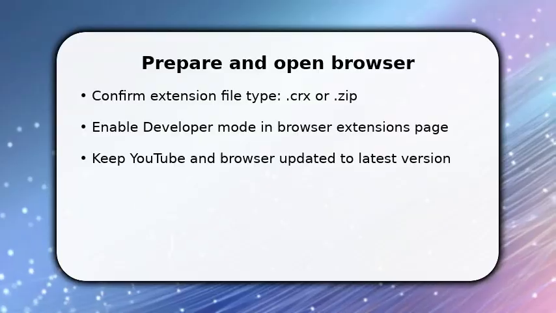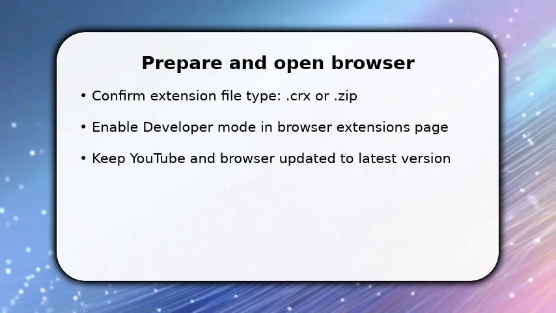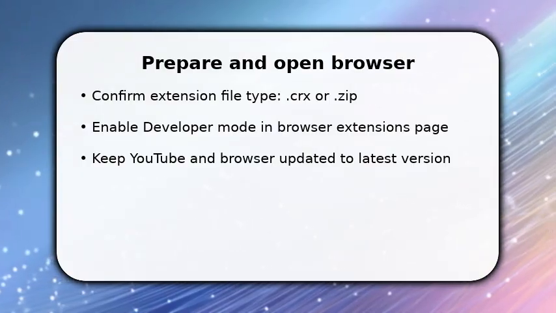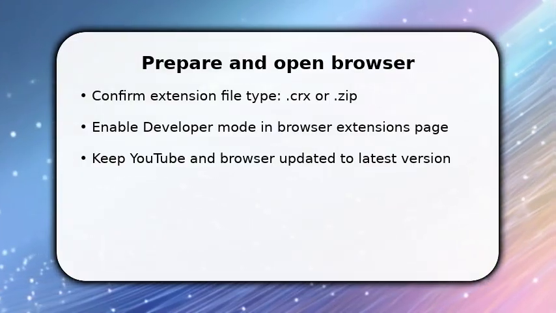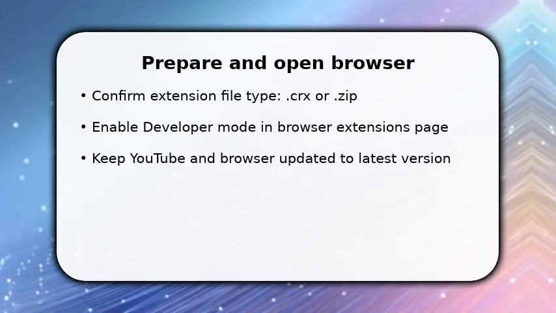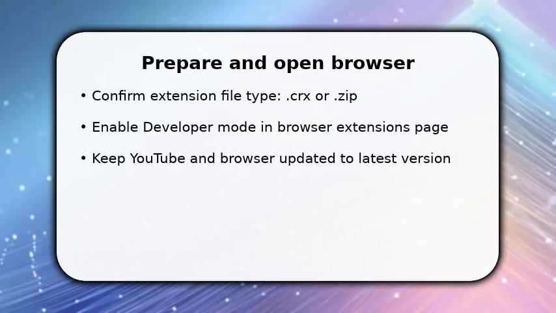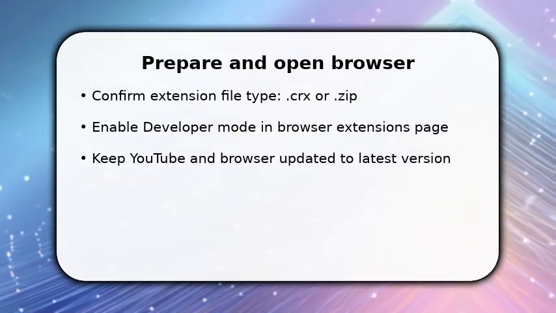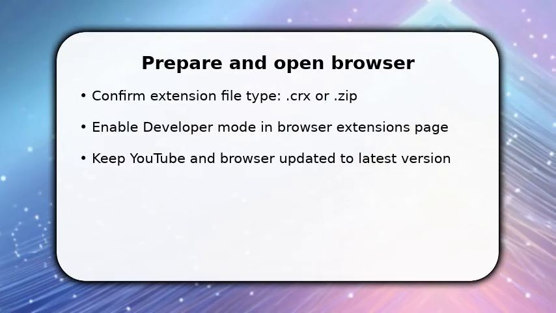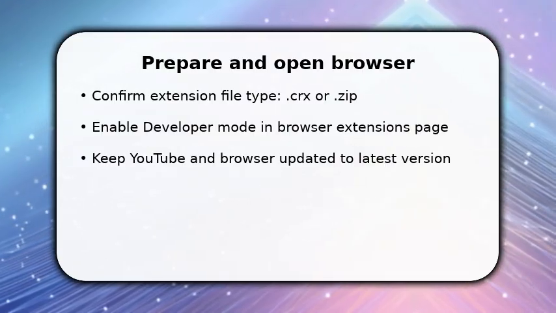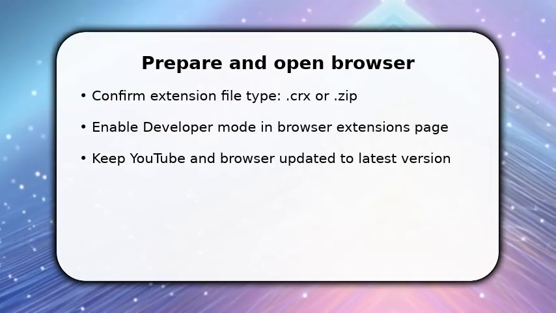Enjoy the video. You start by confirming the downloaded file type. Most extensions arrive as CRX or a zipped folder. Next, open your browser and navigate to the extensions page, then enable developer mode so you can install manually. Once done, drag the CRX file into the extensions list or extract the zip to a folder for load unpacked.